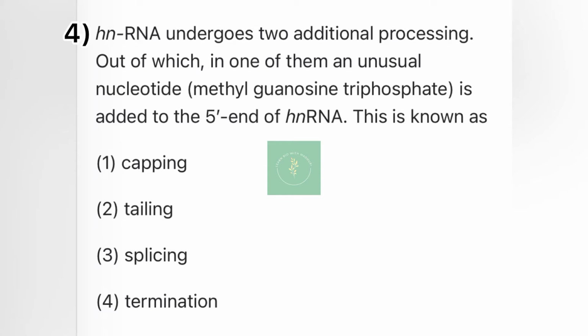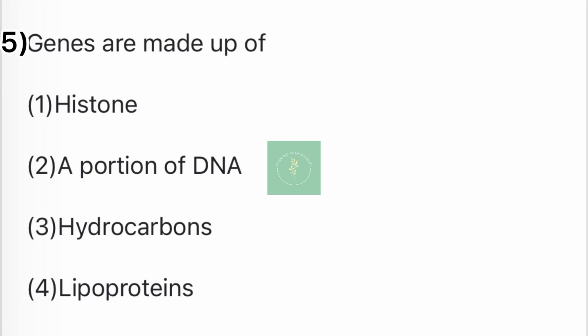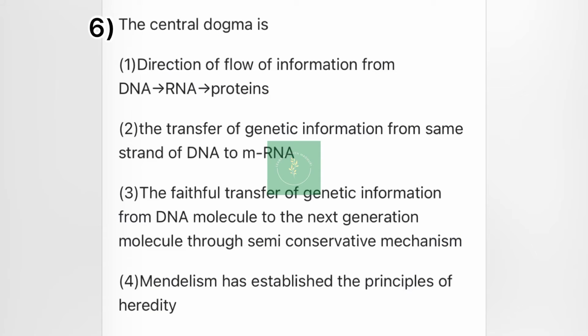Question number 4. Heterogeneous RNA undergoes two additional processing, out of which in one of them an unusual nucleotide, methylguanosine triphosphate, is added to the 5' end of heterogeneous RNA. This is known as option number 1, capping. Question number 5. Genes are made up of option number 2, a portion of DNA. Question number 6. The central dogma is, and the option is number 1, direction of flow of information from DNA to DNA, DNA to RNA, RNA to proteins.